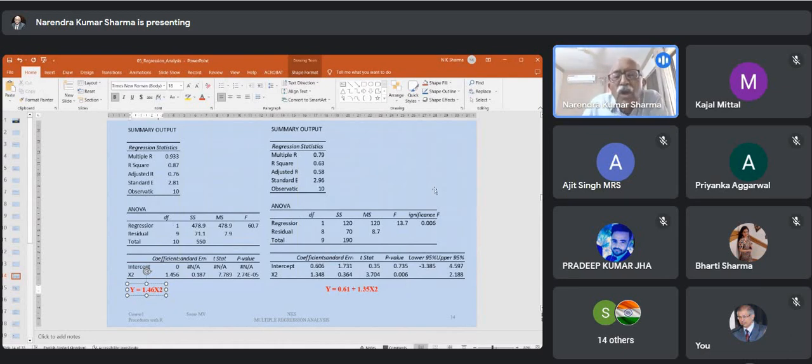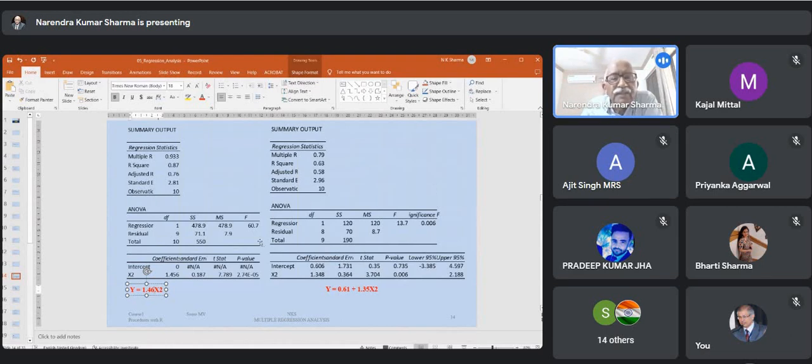What is the ANOVA table testing? The ANOVA table is testing whether the model is significant or not. That is, is this relationship between y and x significant? Can I infer something about the population? Can I generalize it to the population from which the sample is drawn? So again, you see the F statistic is very high, 60.7.